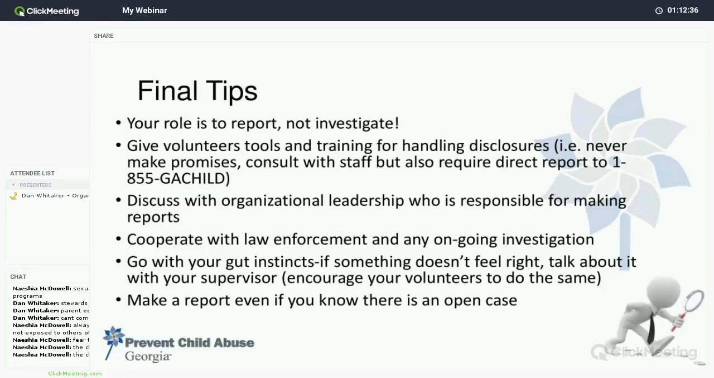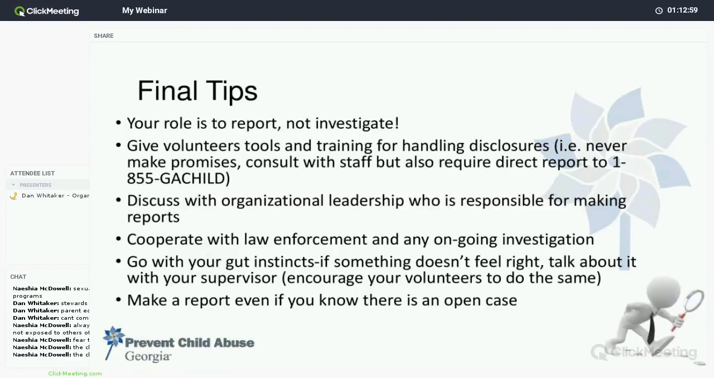If you have an organization that has volunteers, always give them the tools and training to handle disclosures, and let them know who to go to if they need to make a report or how to make it themselves. Discuss with organizational leadership who's responsible for making the report, and have a reporting protocol in place. Cooperate with law enforcement on any ongoing investigations. Always trust your gut instinct.